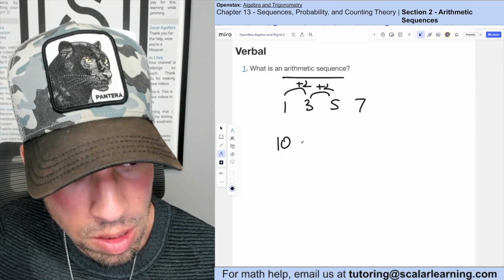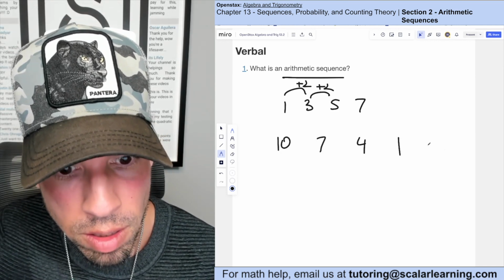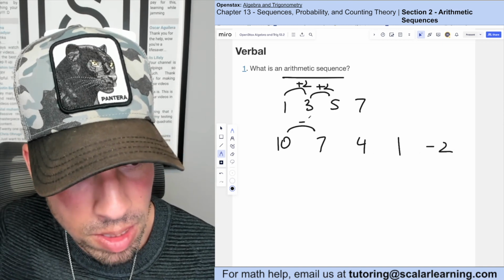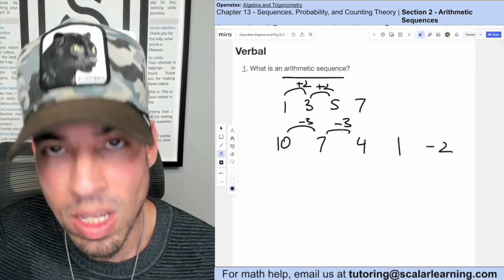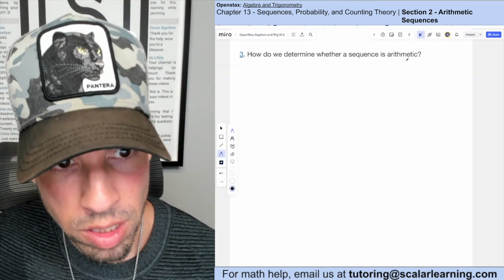Another example would be 10, 7, 4, 1, negative 2, etc. Every time the common difference is negative 3. So that's an arithmetic sequence. That's how you do it. Done. How do we determine whether a sequence is arithmetic?